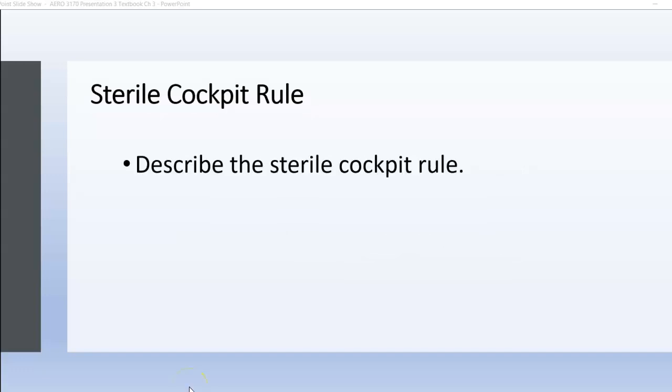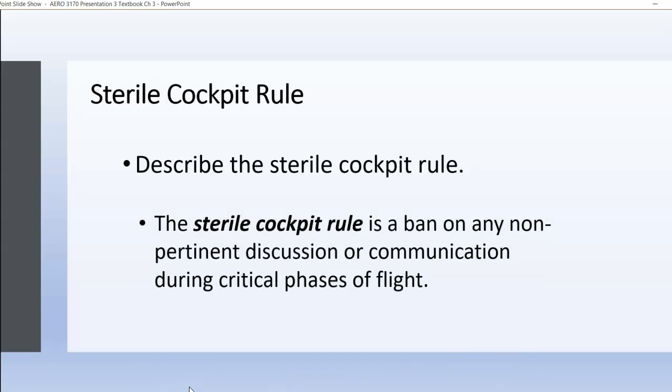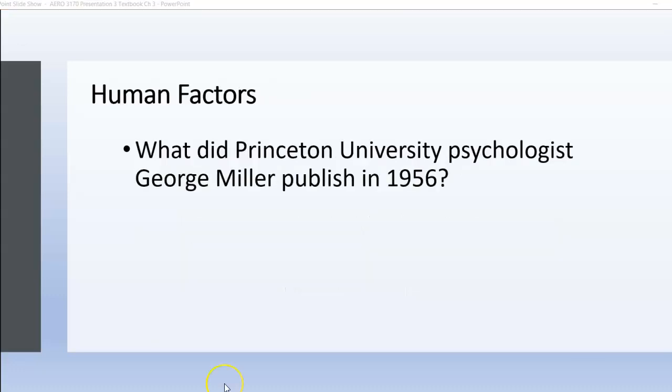So what is the sterile cockpit rule? Well, the sterile cockpit rule is a ban on any unnecessary communication during the critical phases of flight. So pilots should refrain from discussing anything except for the flight during those critical phases of flight. And this is meant to minimize distractions.